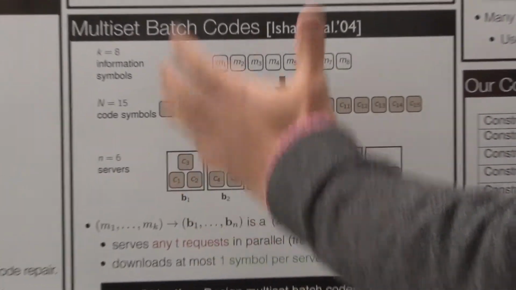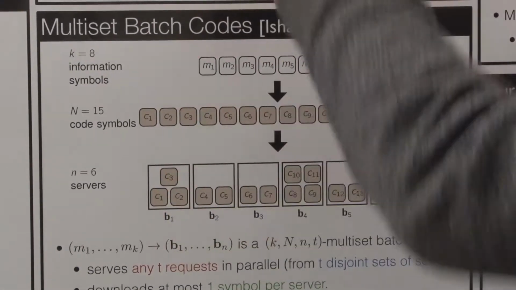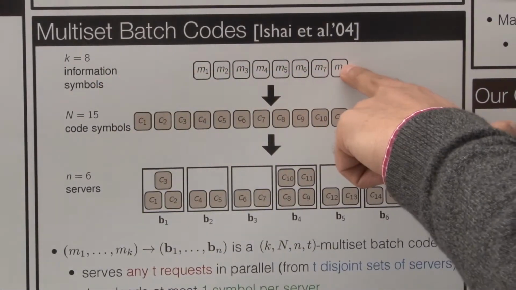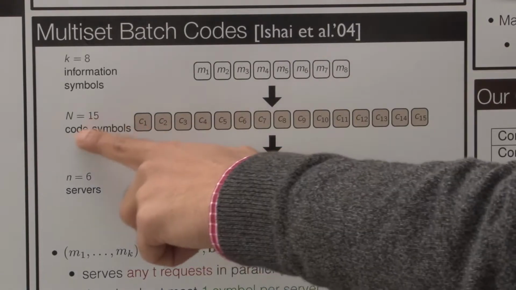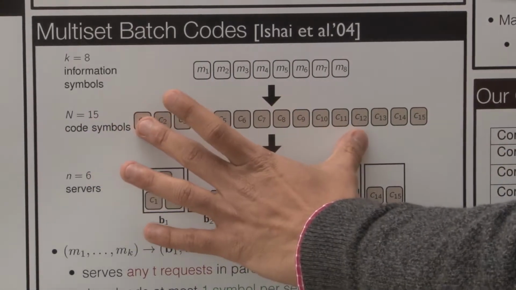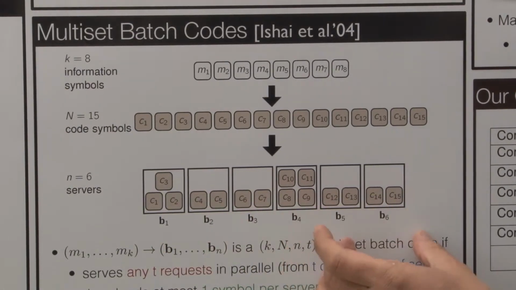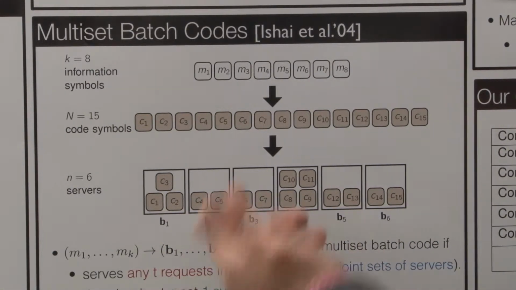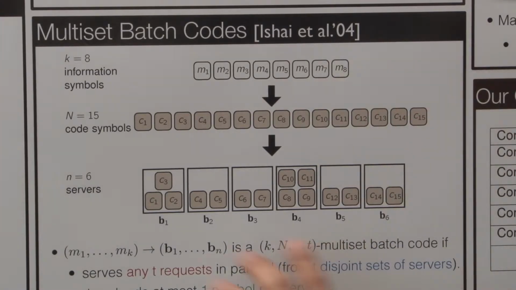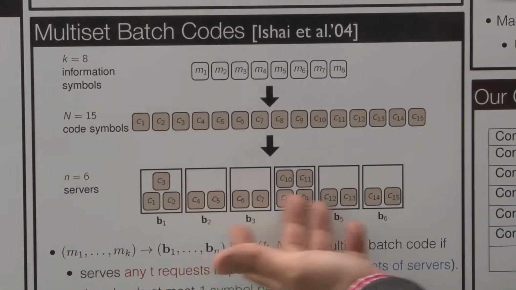So what is the model? The model is exactly what I described using this toy example. You have K information symbols, you encode them into N codeword symbols, and then you store these codeword symbols on these servers. And the requirement is that if you have T requests for any T information symbols, they should be served by disjoint sets of servers here.